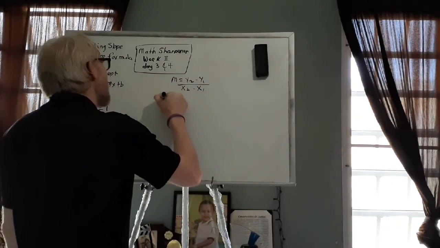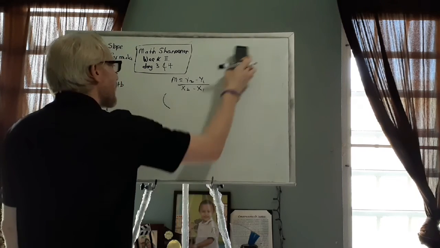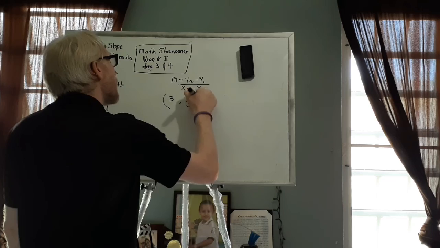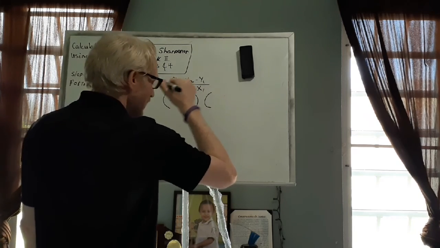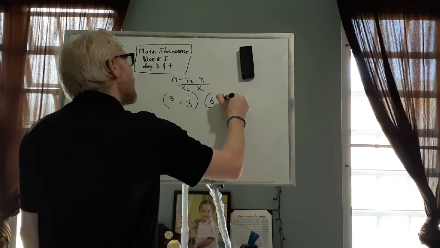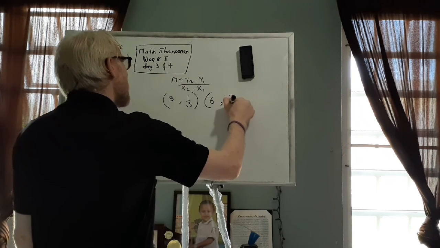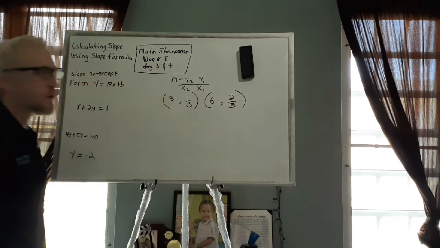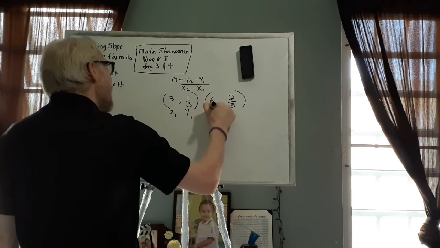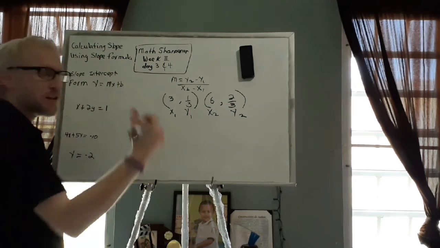So what if I say something like 3 and 1/3, and my other pair would be 6 and 2/3. Now we're going to do the same thing, x sub 1 and y sub 1, x sub 2 and y sub 2, and then you're just going to plug them into the formula.